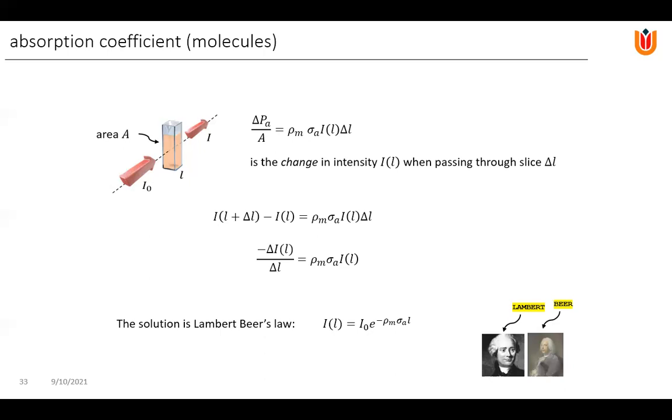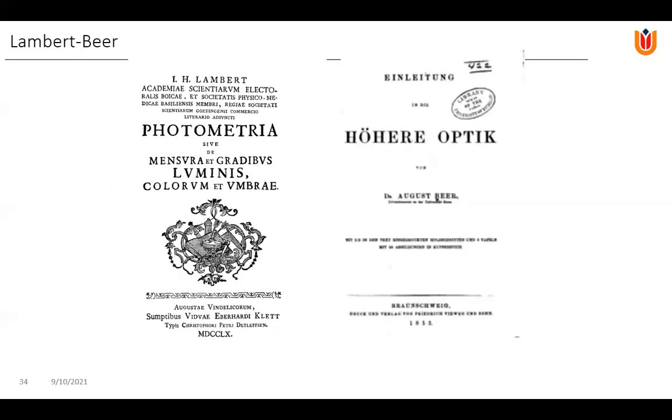Lambert and Beer were actually a good example of pre-war European cooperation, because Beer was German and Lambert was French, and they both discovered different sides of the equation. So there is some kind of symmetry to that. This is what I wrote.